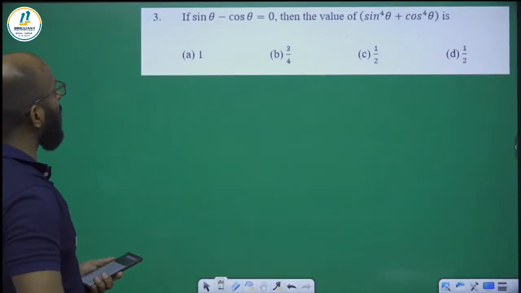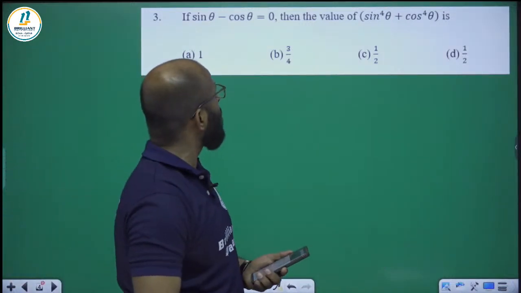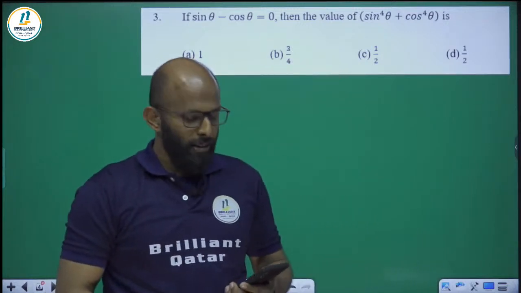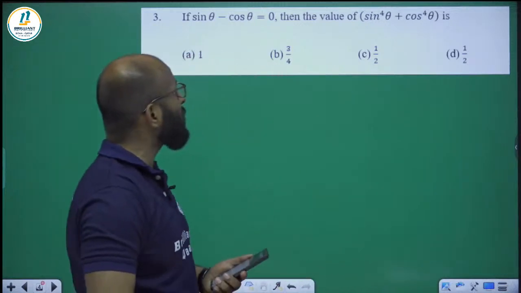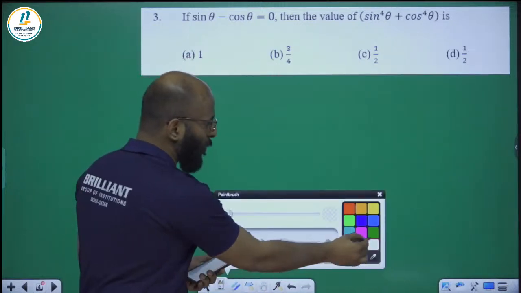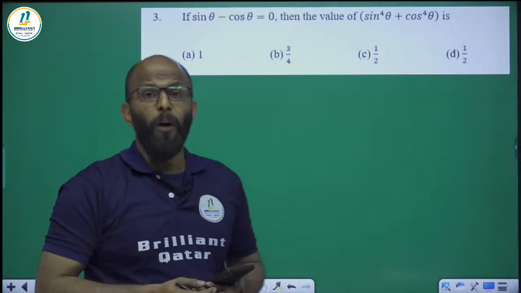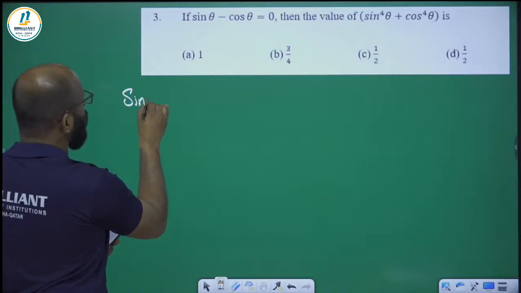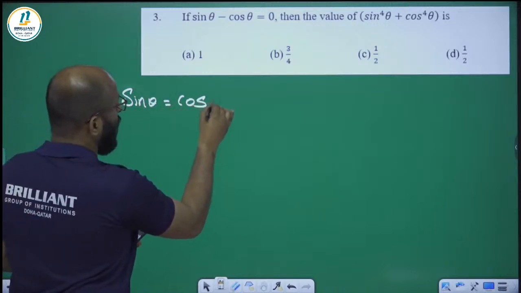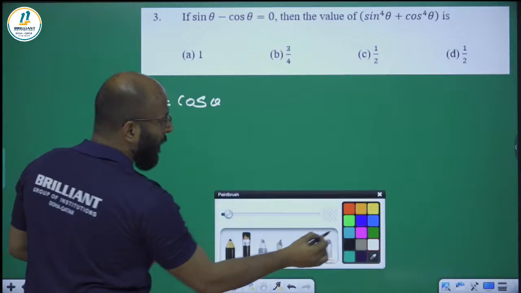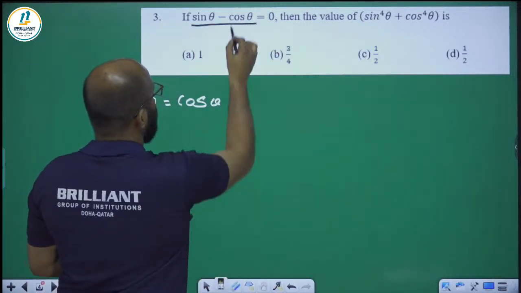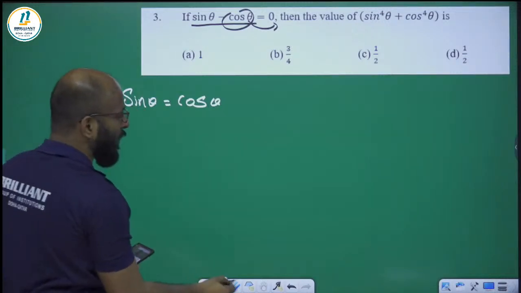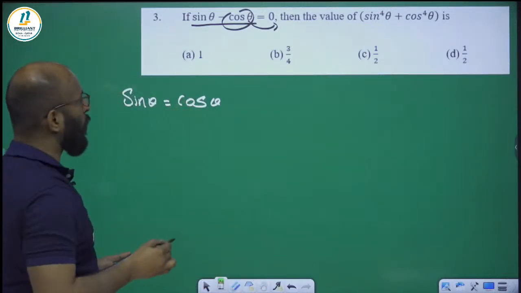If sin theta minus cos theta is equal to 0, then we need to find the value of sin raised to 4 theta plus cos raised to 4 theta. How can we find this? The given expression is sin theta minus cos theta is equal to 0. I can take cos theta to the right side, so we get sin theta is equal to cos theta.